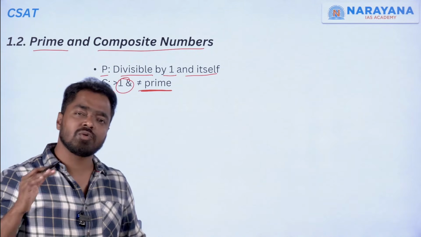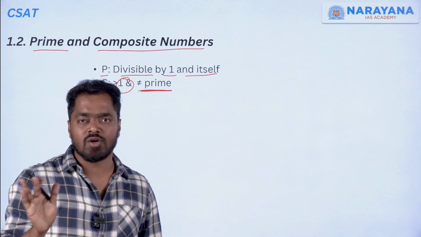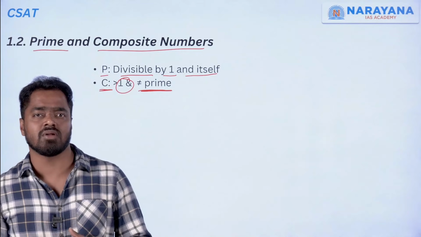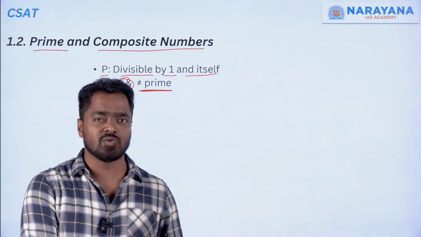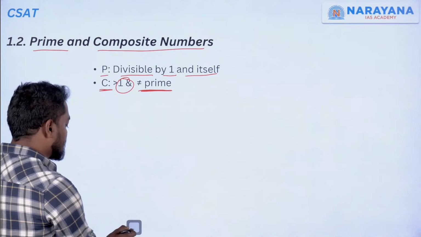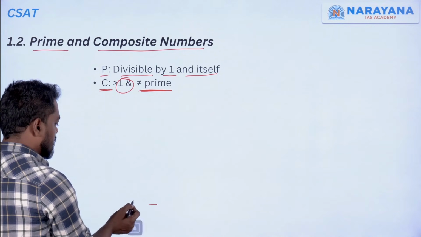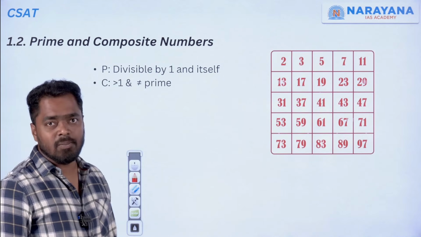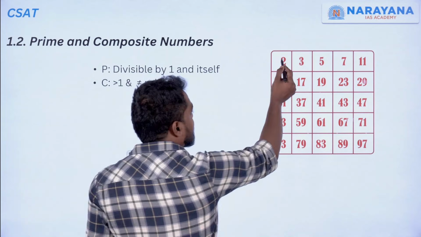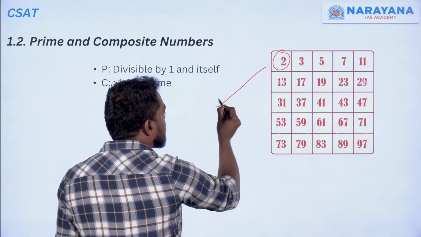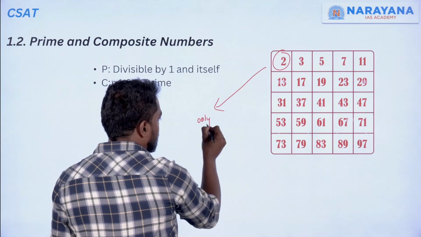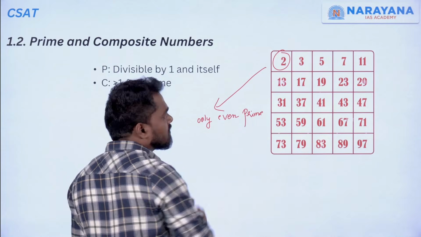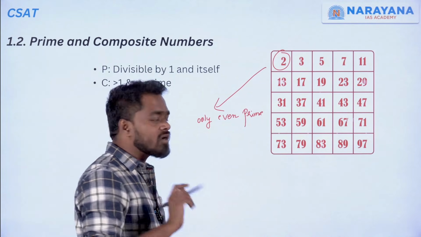Now it is very important to know all the prime numbers from 1 to 100. So you have to memorize those numbers. There are totally 25 prime numbers from 1 to 100, starting with 2 till 97. So these are the prime numbers from 1 to 100. So the first one is 2, and 2 is the only even prime number. Only even prime. If you see, all other prime numbers are odd numbers only.